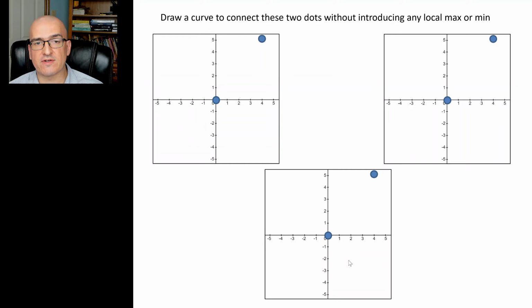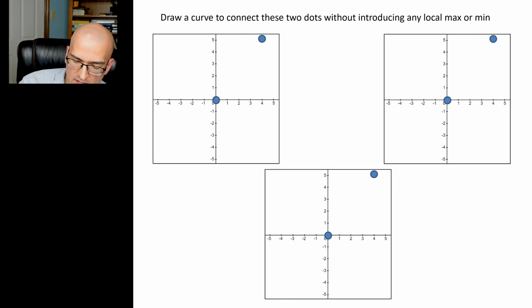There's three graphs here. They're all graphs containing the same 2 points, a point at 0, 0, and a point at, it looks like 4, 5. And what I'm going to show you is that if we want to connect these two dots with a curve with two stipulations. One stipulation is the curve should be continuous, and I forgot to write that, but we want a continuous curve, and we don't want to have any local max or any local min.